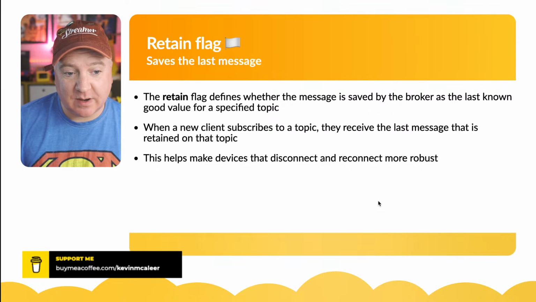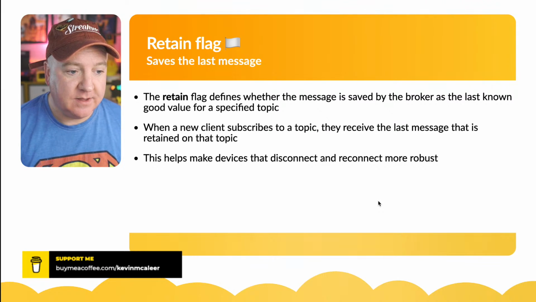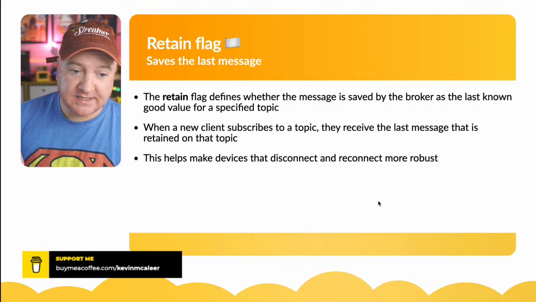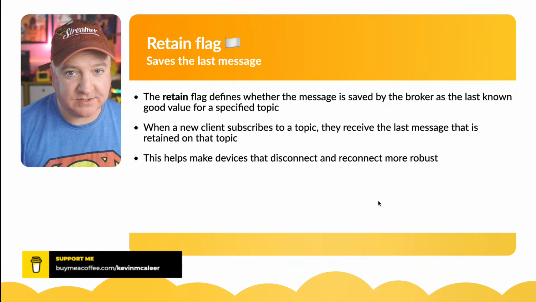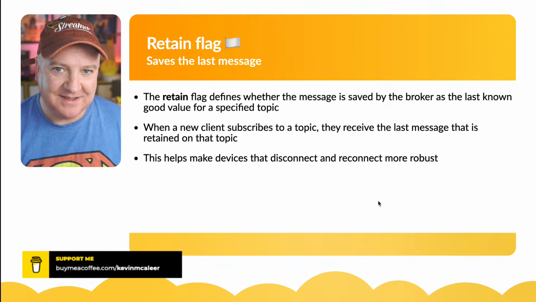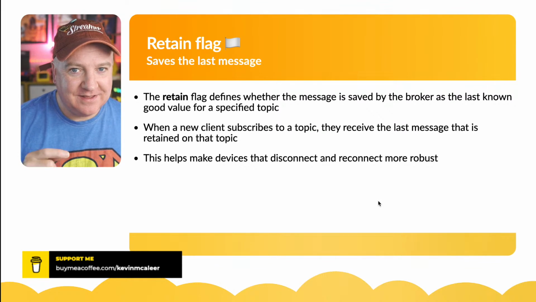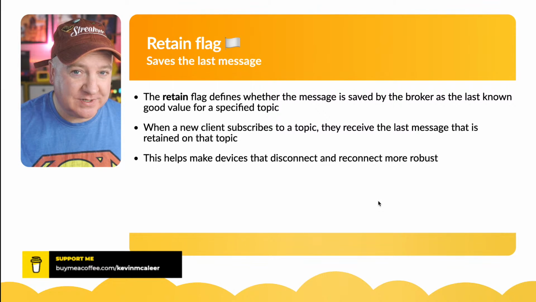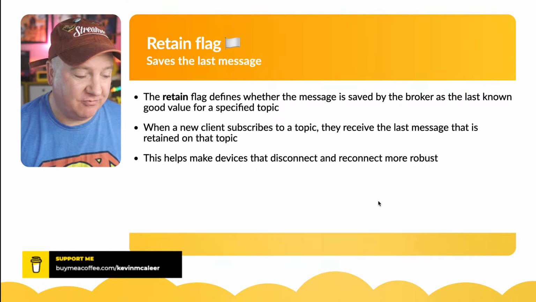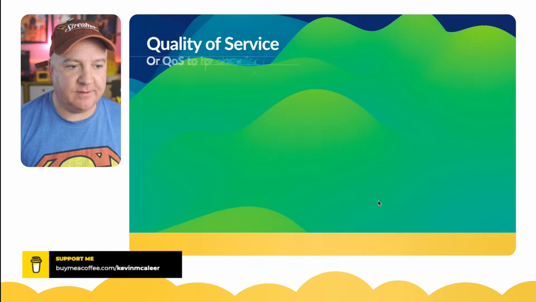When a client subscribes to a topic, they receive the last message that was retained on that topic. That helps devices that disconnect and reconnect be more robust. So if there's a disconnection, it can carry on. Again, this is designed for pipelines, which are thousands of miles long in a desert somewhere, sending messages that are very expensive to send via a satellite link, where you want to reduce the number of messages you need to send. So that's what that helps with.